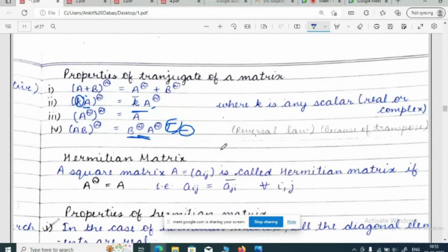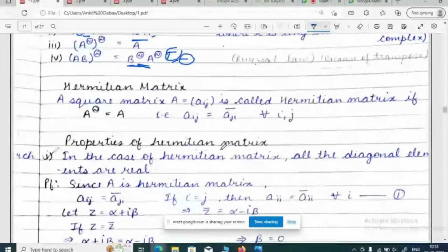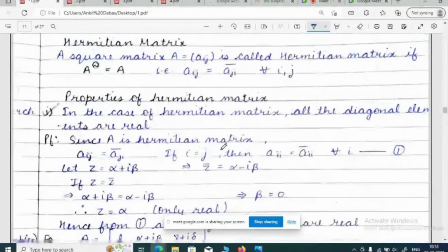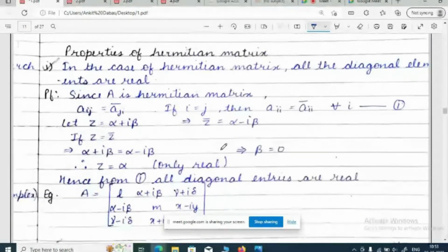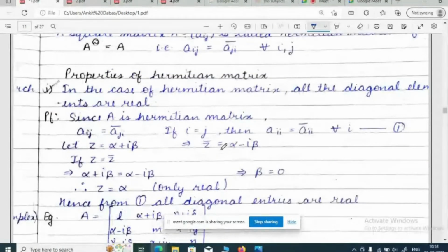In similar terms of symmetric and skew symmetric, we have Hermitian and skew Hermitian matrix. Here, if A tranjugate is equal to A, then the matrix is called Hermitian. These are the properties: in case of a Hermitian matrix, all the diagonal elements are real. This happens because the diagonal entries do not change while taking the transpose. So a number should be equal to its conjugate, which is possible only if its imaginary part is equal to 0.